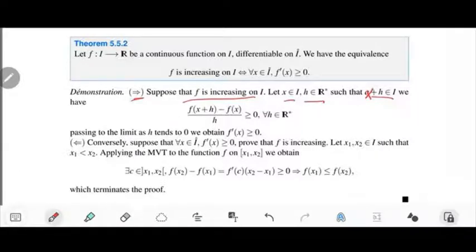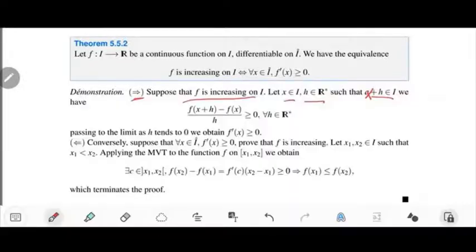Then the ratio f of x plus h minus f of x over h will be positive, of course, because f is increasing, and since x plus h is greater than x, then f of x plus h minus f of x is positive. So going to the limit when h tends to 0, the ratio will remain positive, of course, and this will prove the first implication.